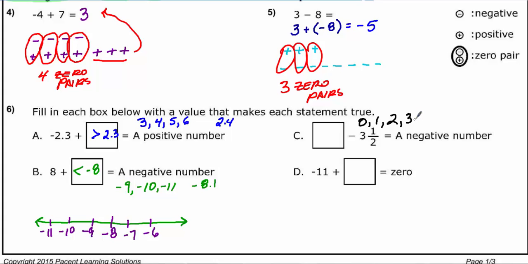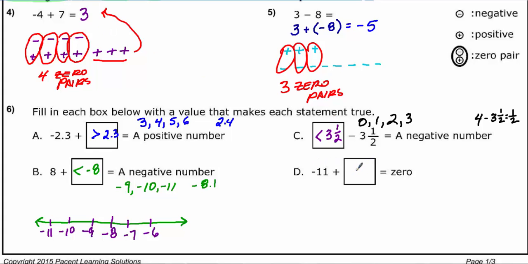Any of these numbers work. In fact, as long as you don't get up to things greater than 3.5. If you put 4, well, 4 take away 3.5, that would give you positive 1/2. That would be a positive. So in this case, we need a number that is less than 3.5. So that when we take 3.5 away, we've taken all of this away, and that's what gets us into the negatives. All right, last one in this section.